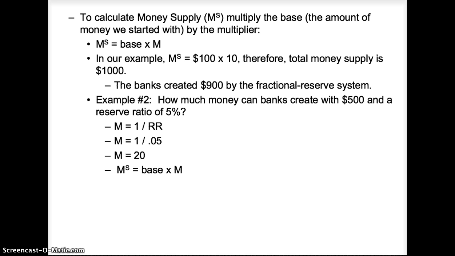Money supply equals base times the multiplier. 500 times 20 equals 10,000. So the banks created $9,500.